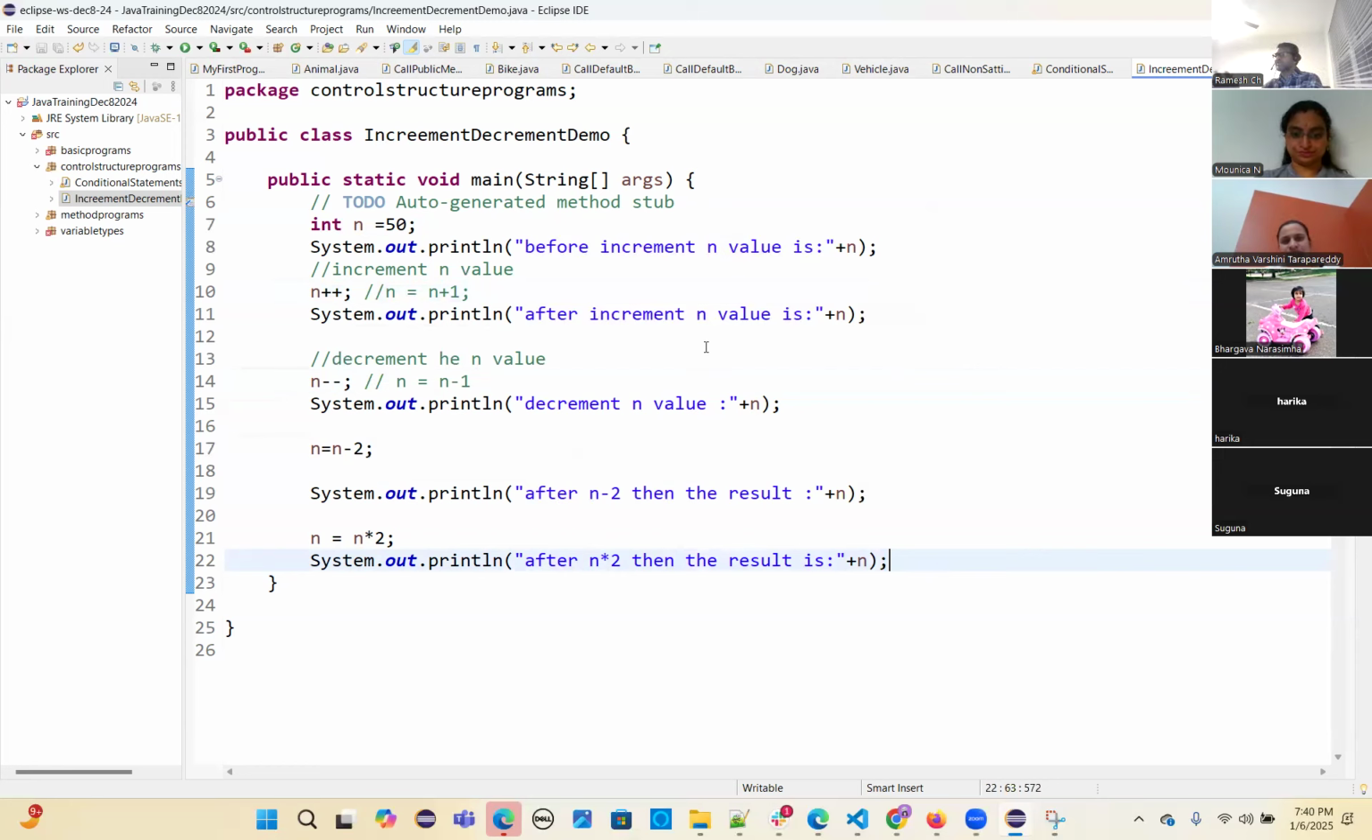This is very important for loops. Once you join back, we'll go for loops. Okay, let's understand the loops. What are the different types of loops?